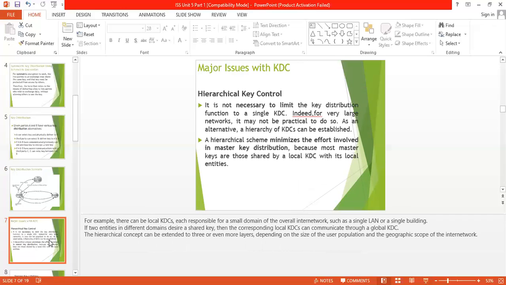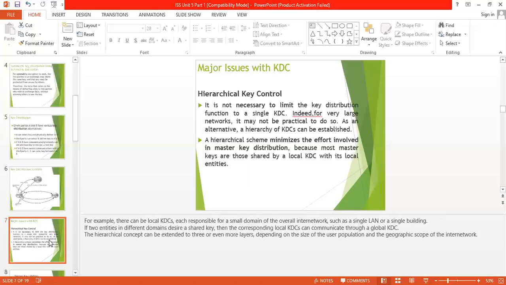Number 1 is the hierarchical key control. In hierarchical key control, it is not necessary to limit the key distribution function to a single KDC. For a very large network, it may not be practical, so as an alternative, a key hierarchy of KDCs can be established. A hierarchical scheme minimizes the effort involved in master key distribution, because most master keys are those shared by a local KDC with its local entity.